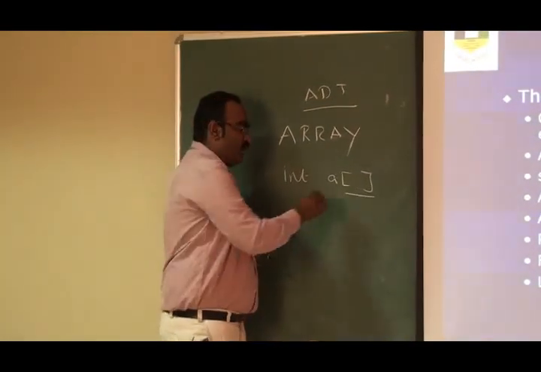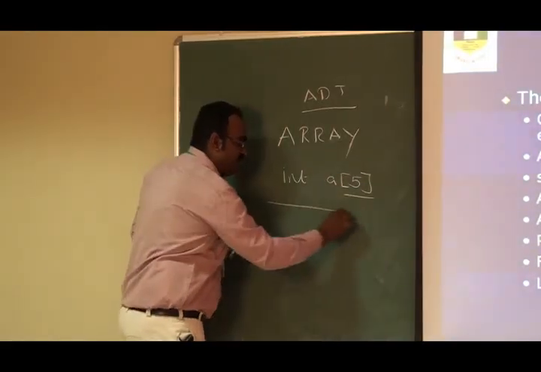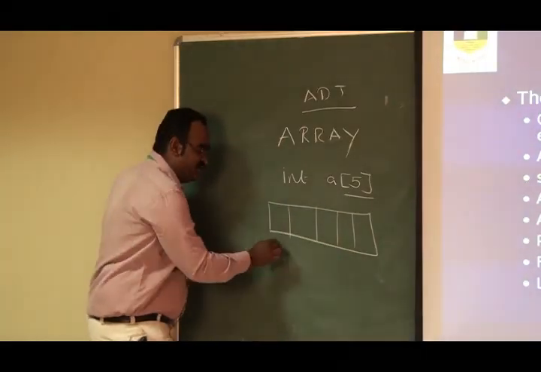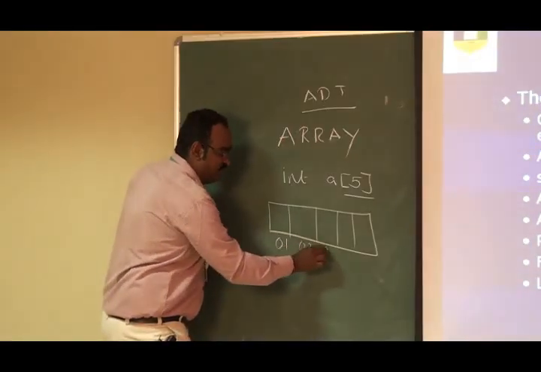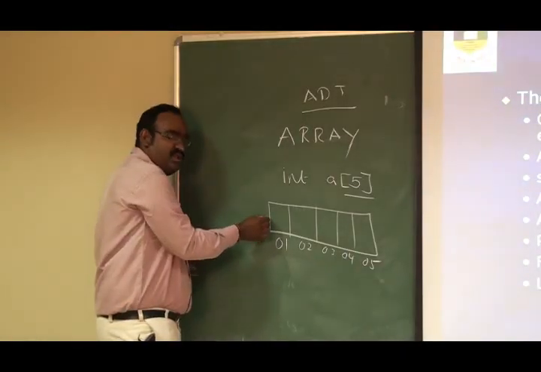So the index is where we define the size of the array, which is contiguous. The memory locations are numbered 0, 1, 2, 3, 4 and 5. Right, so we are starting from the first location.